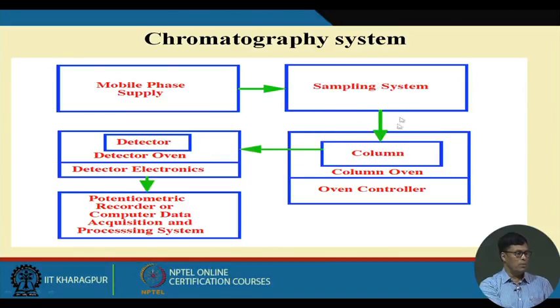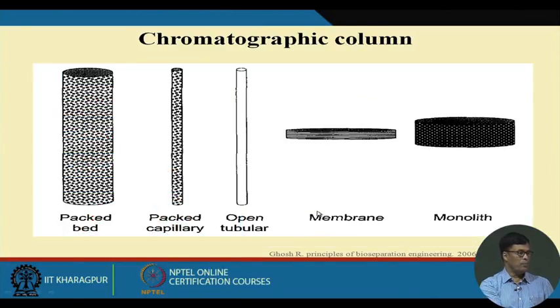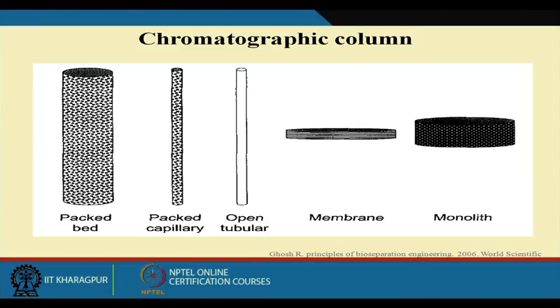So we pass through the column where the different components will be separated out, then they are detected, and after detection we have a potentiometric recorder and computer data acquisition and processing system. That is how we can monitor the different concentrations of the material present in the sample. Now, the characteristics of the materials are different. There might be two types of column we mostly use. One is called packed column and another is capillary column.